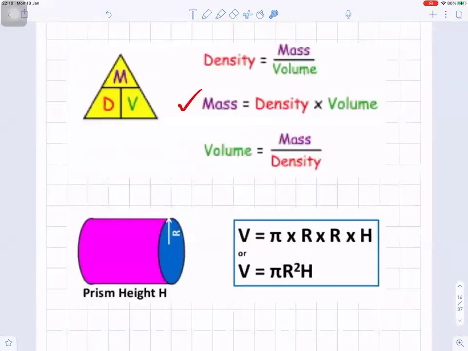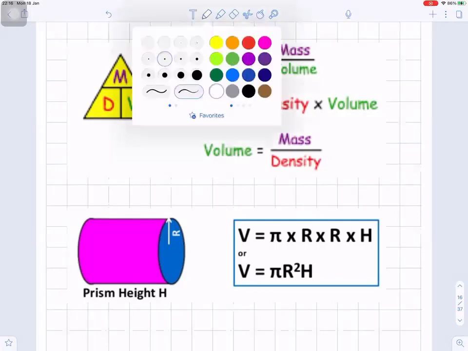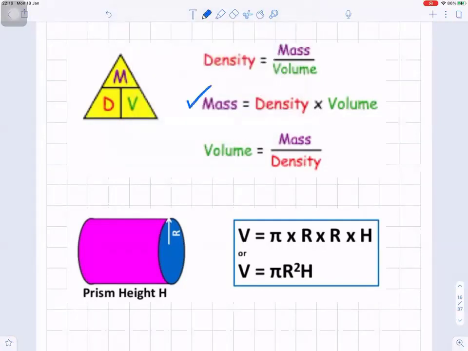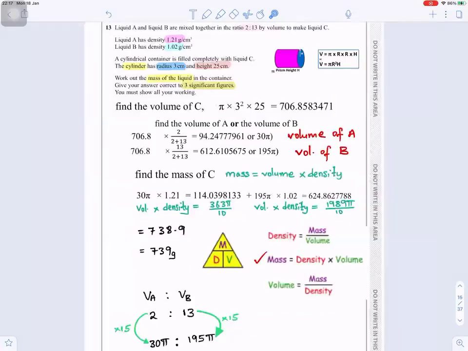So with this type of question, we're going to be using this formula to find the density, which is mass over volume, and mass is density times volume. Volume is mass over density. So we need to try and remember this formula. We're going to be using it. And the other formula we use is volume of a cylinder, that's a cylinder there, is pi times the radius times the radius times the height. Or volume is pi times radius squared times height. So we're going to be using that formula as well. So what you want to do first is find the volume of C.